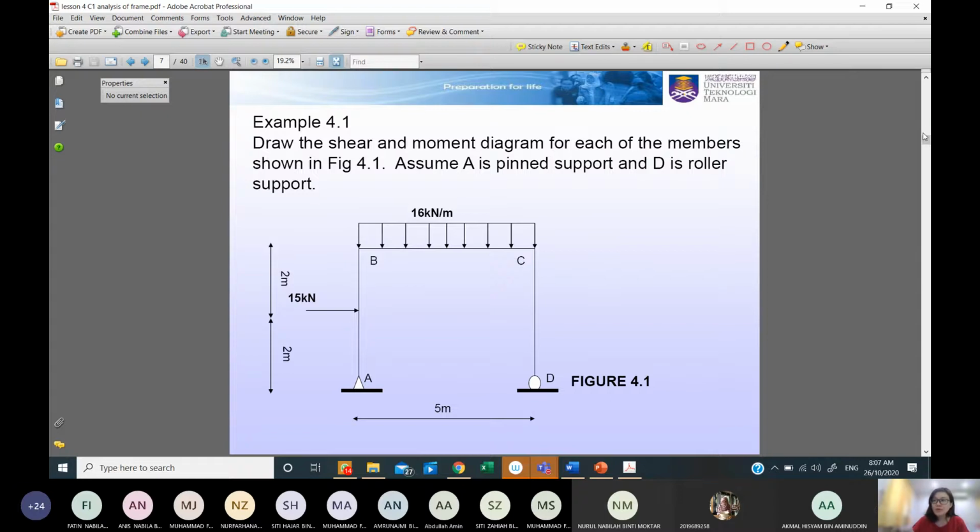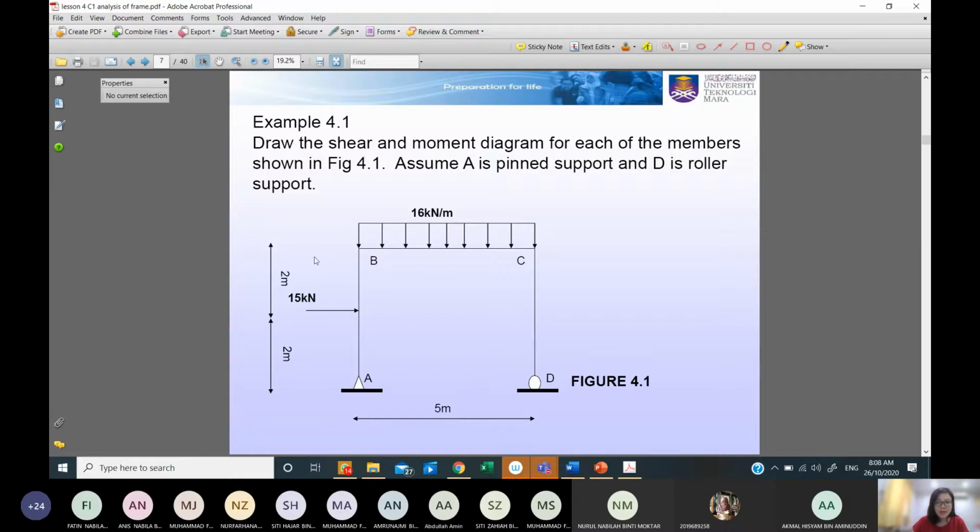If you still remember, we use the method of cut section. When you have this problem, we need to identify where to cut a section to determine the internal forces. We have gone through several examples on beams and frames. Once we have identified the position or the range of the section that we want to cut, we will proceed to drawing the free body diagram.